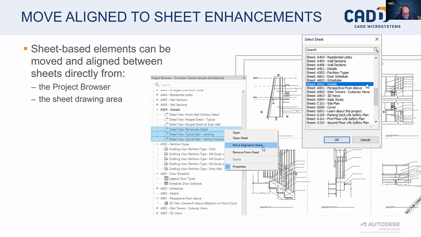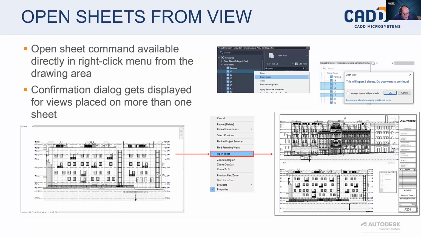And then finally, the last one that I've got along in this section is open sheets from a view. This is very handy. If you're inside of a view and you want to jump to the sheet that view is on, now you can get to that sheet just by right clicking. If you right click inside of a view, you have an option to open sheet, and it will switch you over to that sheet. You can also do this in the project browser by selecting the view and right clicking. If you happen to be in a view that is placed on multiple sheets, like maybe a legend or something like that, it will open up a dialog box to allow you to pick which sheet specifically you want to open.